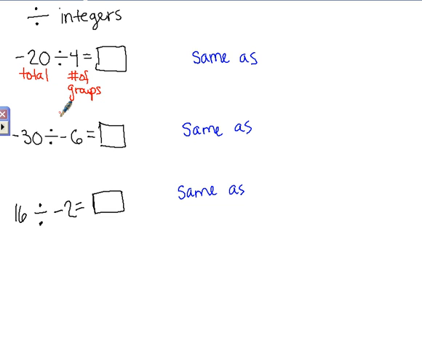So instead I'm going to say, okay, I have 20 negatives. I'm going to split them into 4 groups. So just like I did last time, I'm going to take 1 negative into 4 groups. Now I'm at 4. I have to keep doing this until I have 20. I'm at 8, 12, 16. So now I'm at 20. I have 4 groups.